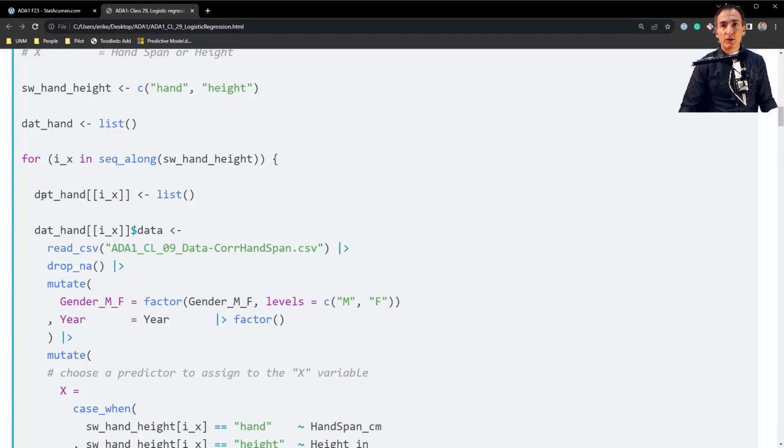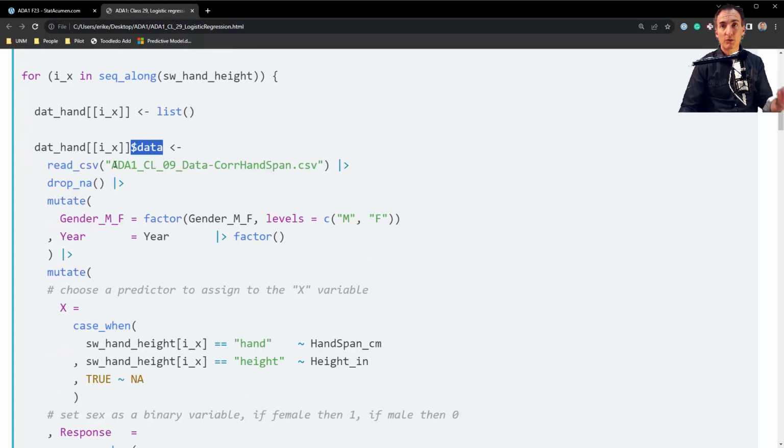So the first thing I do is make a sublist numbered 1 the first time, and then I'll be able to put everything in there. So in this sublist, first I'm going to store the data. So I'm going to read the data set. I'm going to drop any missing values because I set up the spreadsheet originally to have a row for every possible seat in the classroom.